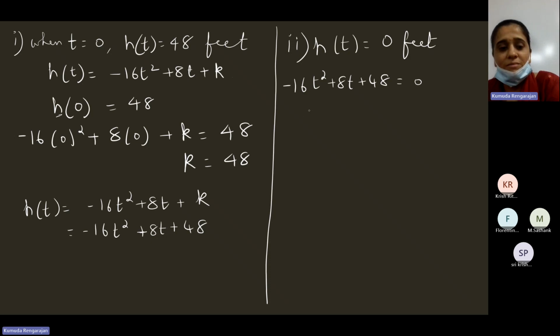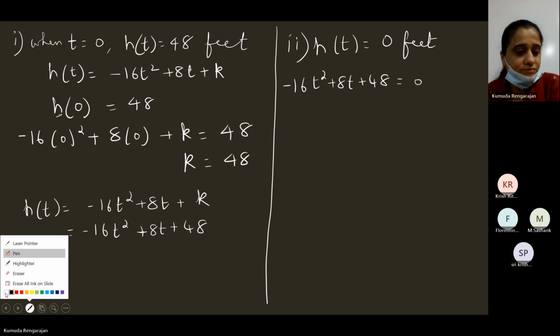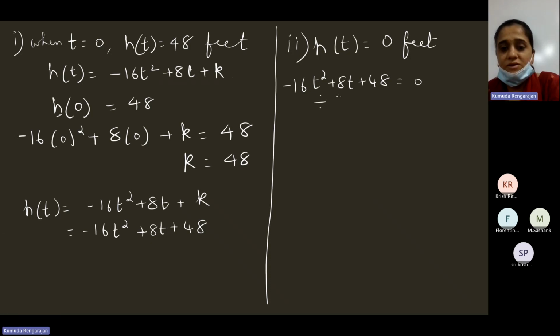So solve this. You can divide by 8 throughout. So you get minus 2t square plus t plus 6 is equal to 0. Please solve this and bring the two values of t.